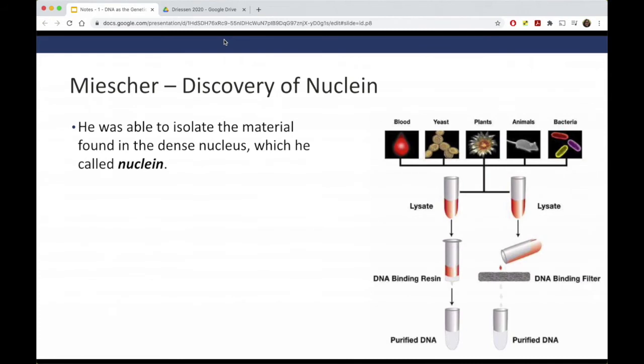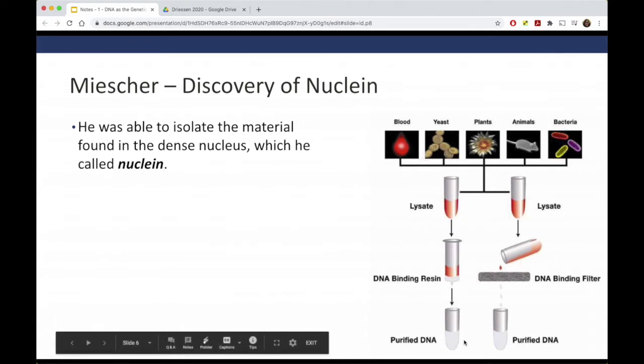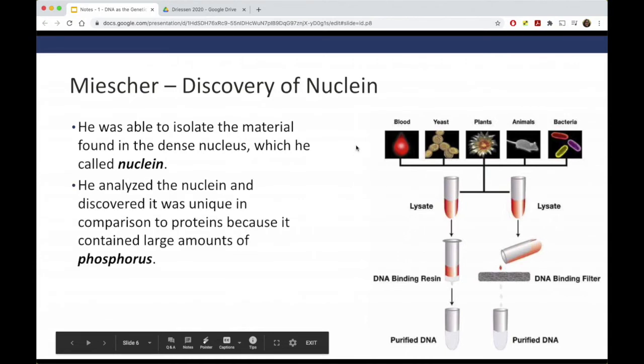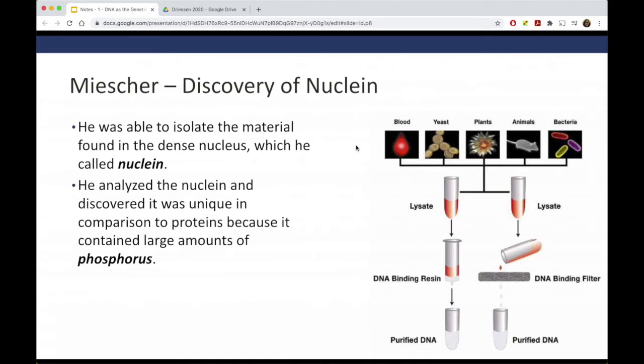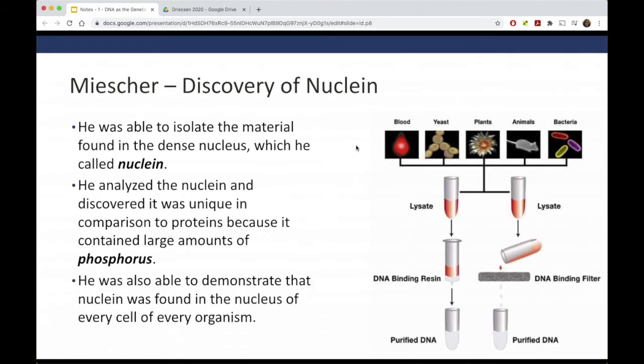He was able to isolate the material that was found in the dense nucleus through a series of steps, and he called this isolated information nuclein because it was in the nucleus of the cell. He analyzed it and discovered that what was really unique about the DNA molecule in comparison to proteins, for example, is that DNA contains large amounts of phosphorus. So DNA is very unique because of the phosphorus element, which is not found in proteins, carbohydrates, or lipids, for example.